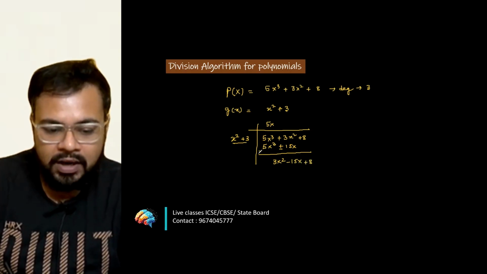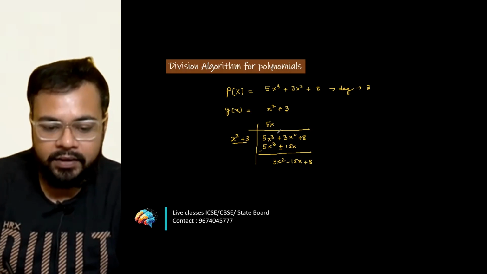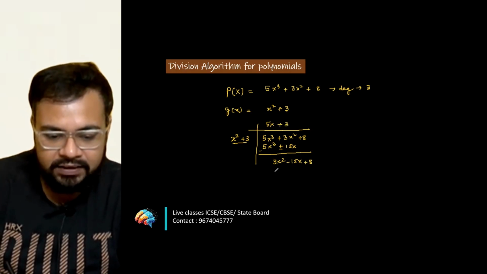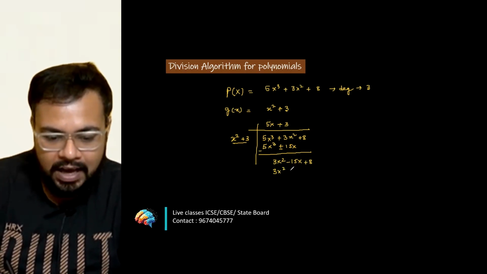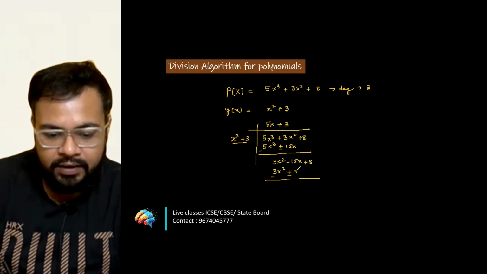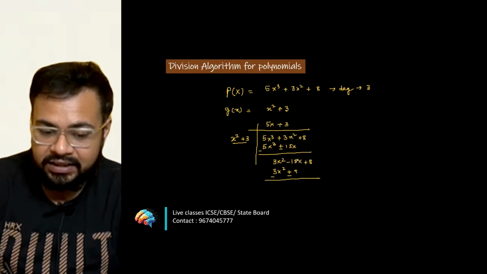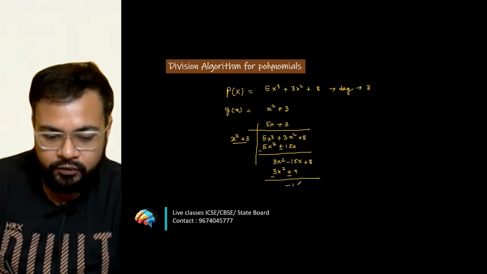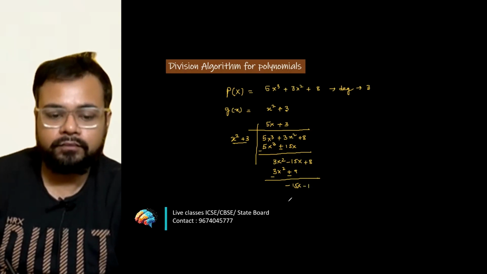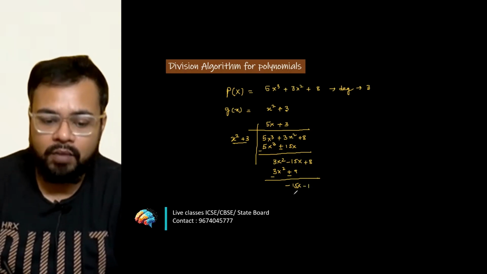Now again, to match the leading term, we can multiply the whole divisor with 3, and that will give us a 3x square plus 9. So as we subtract, this 9 will be subtracted from 8. The minus 15x will be coming as it is. So we'll get minus 15x minus 1. Can I do the division one more time?